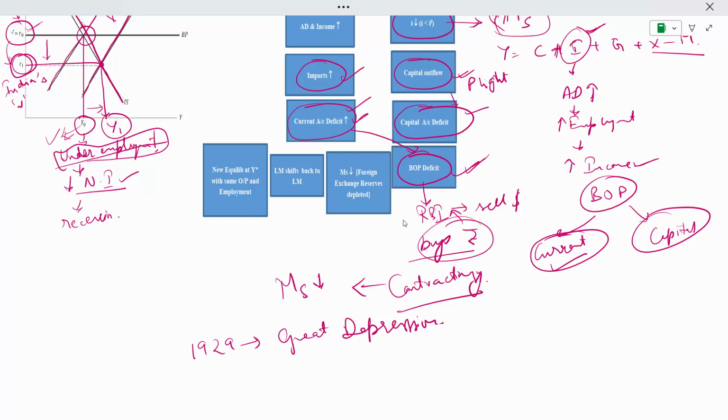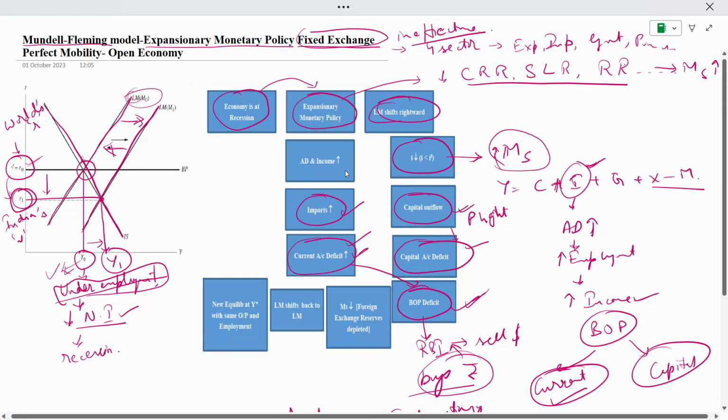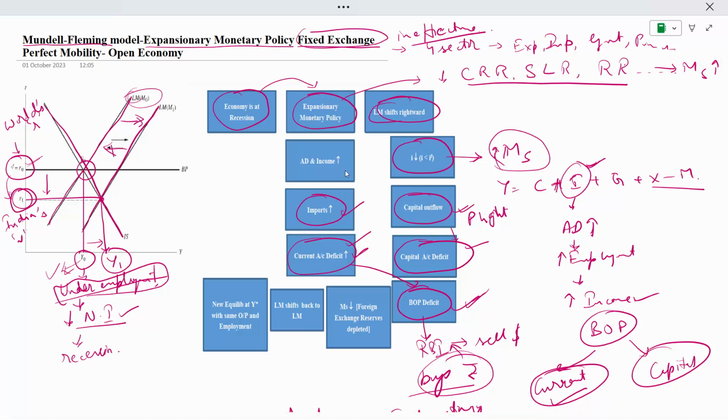So what Keynes suggested is that instead of following expansionary monetary policy, if the country follows expansionary fiscal policy, then they can come out of this recession kind of situation. So this is in short how expansionary monetary policy works in a fixed exchange regime. Coming to the next topic, that is expansionary fiscal policy in a fixed exchange regime.